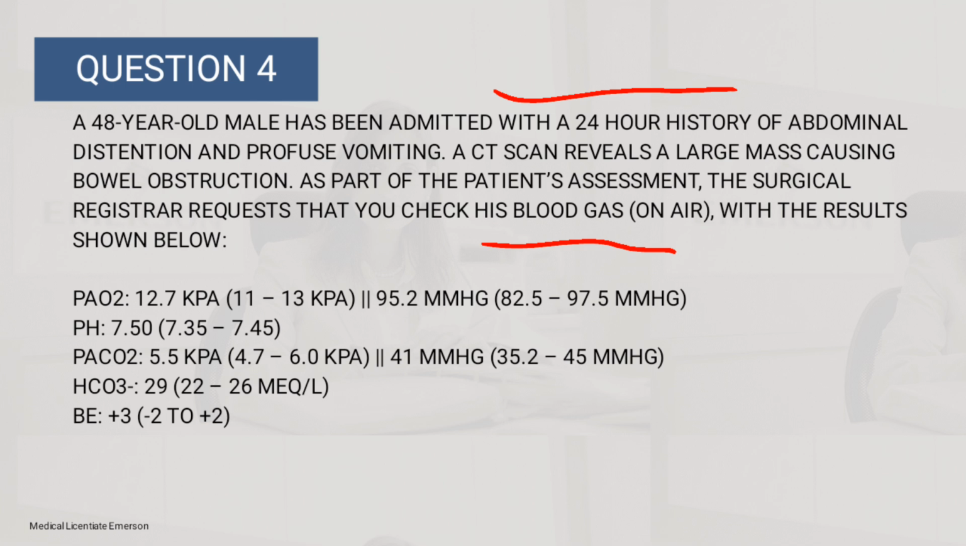Okay, so he has a partial pressure of oxygen of 12.7 kilopascals, and in terms of millimeters of mercury, it is 95.2. Then the pH is 7.5. Then the partial pressure of carbon dioxide is 5.5 kilopascals, and in millimeters of mercury, it is 41 millimeters of mercury. Then the bicarbonate is 29, and the base excess is positive 3. Okay, so in this case, we have a lot of things to talk about.